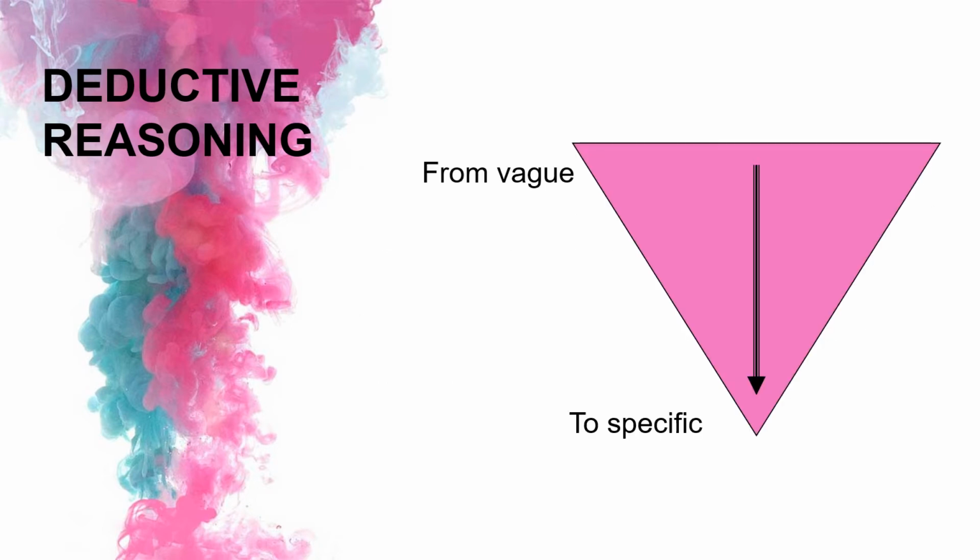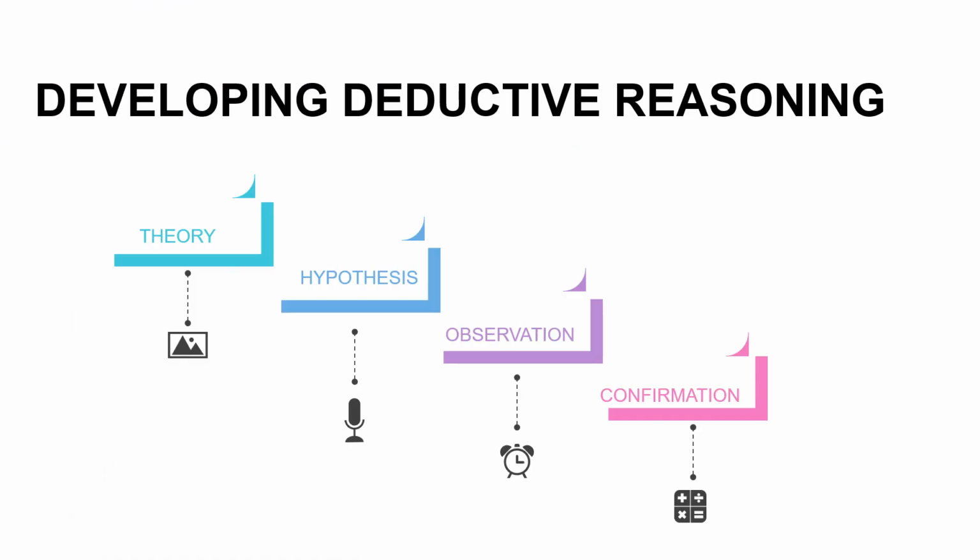Alright, so from general to specific. This is the flow of the ideas. The ideas or statements move from general to more specific information. Usually, in deductive reasoning, the author will start off with a theory or theories. From these theories, hypotheses are made. Only then does observation come along the way so that a confirmation can be made.